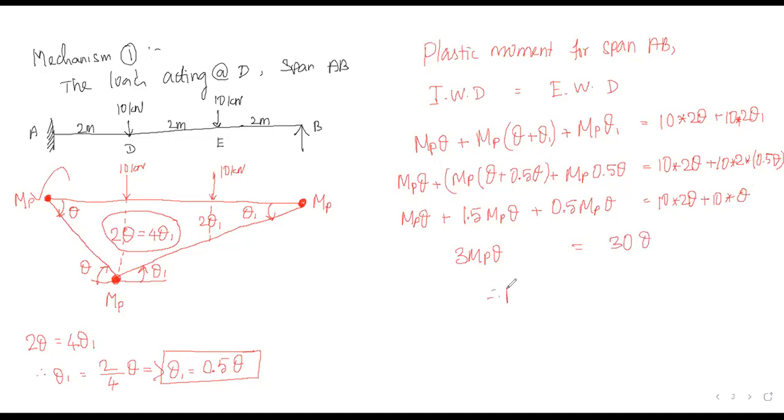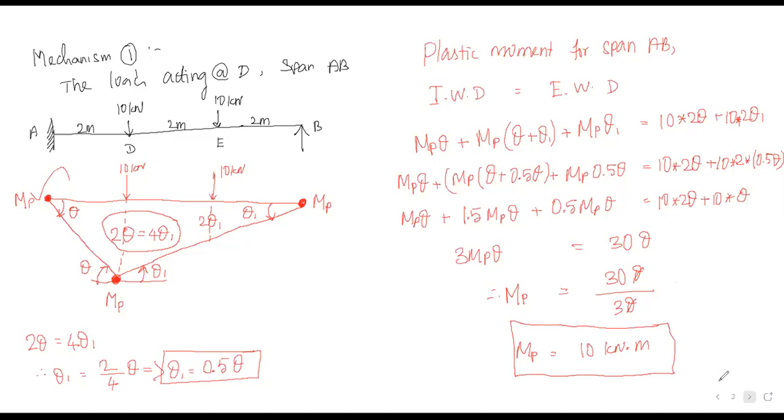Therefore, MP for span AB is equal to 30 theta divided by 3 theta. So theta theta get cancelled. So it becomes MP is equal to 10 kilonewton meter. This is for the span AB.